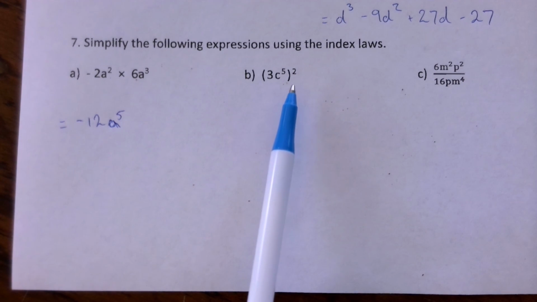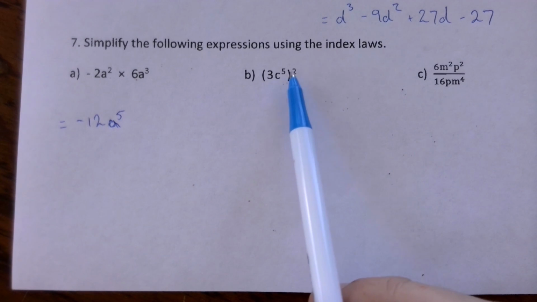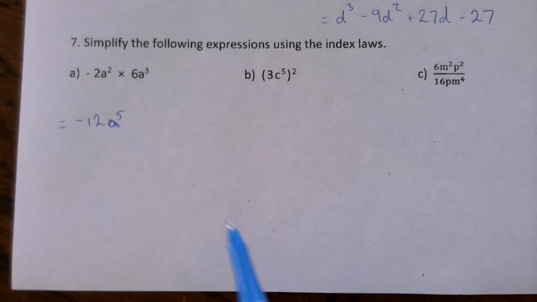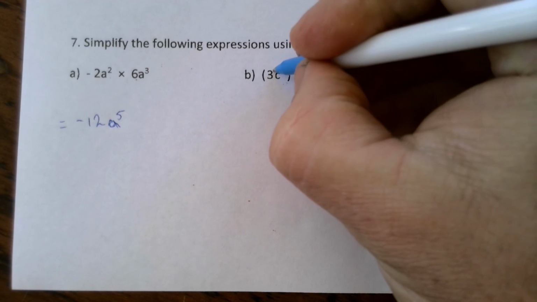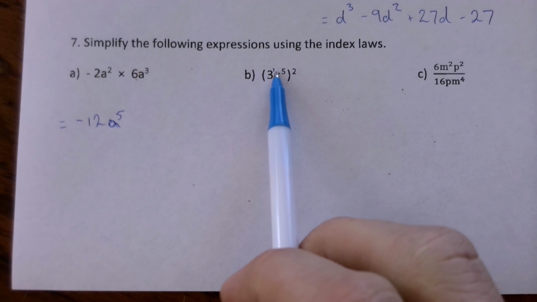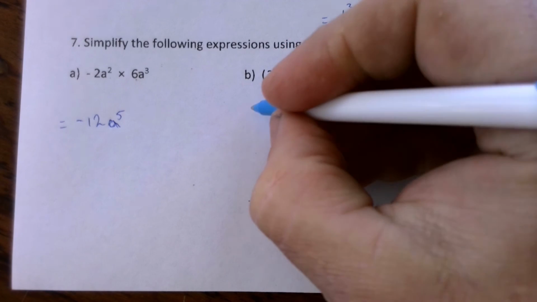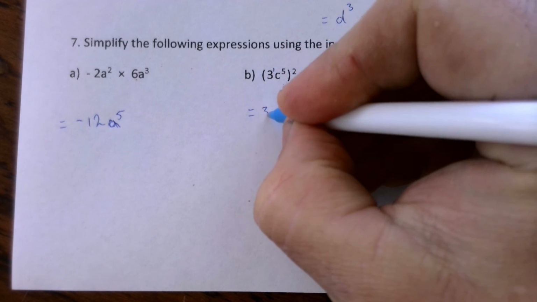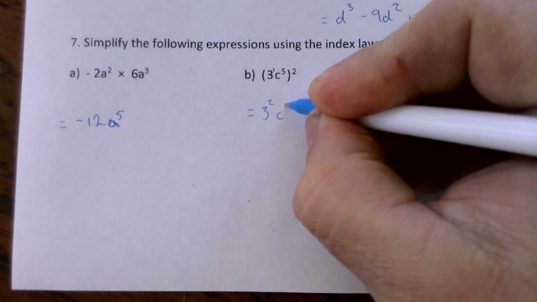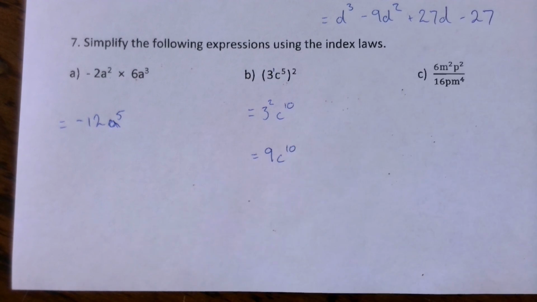7b, it's got brackets. So the index law is that you have to multiply these indices. But the trick is, don't forget that that also applies to this 3 at the front, and there's actually a little 1 up there that we don't use. So this 3 becomes 3 squared. Just so it's really clear, you don't need to put this line in, but I'm going to put it in. You've got 3 squared, and then you've got c to the 10. So the correct answer is 9c to the 10.